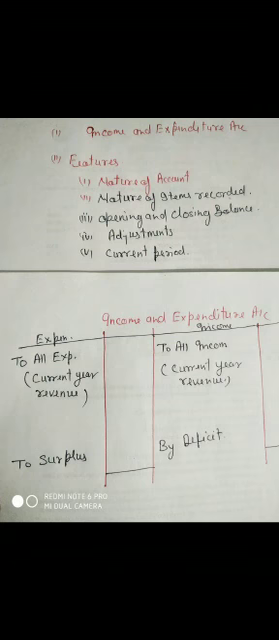Next, the nature of items recorded. In this account, we record only revenue items, revenue income and revenue expenditure. Capital income and capital expenditure we do not record in this account.